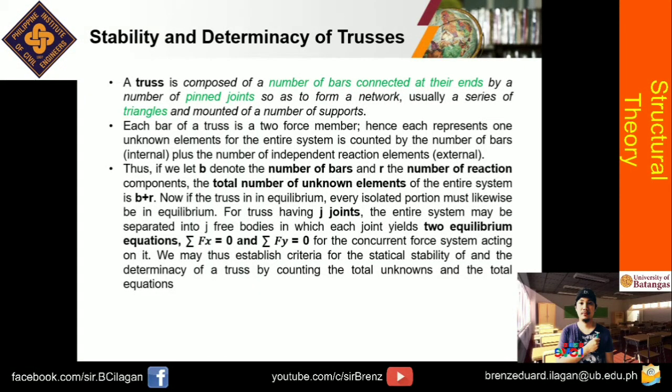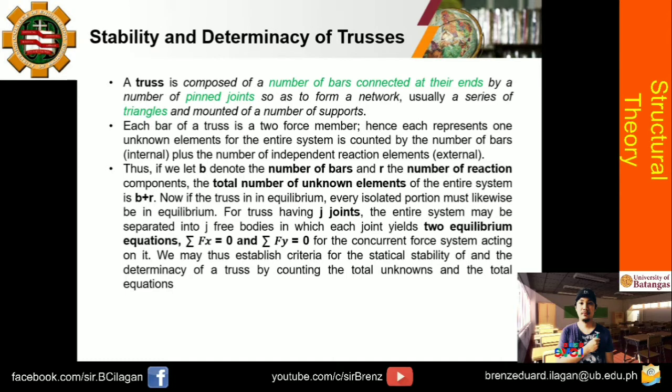Okay, so next category natin is yung stability and determinacy of trusses. So define muna natin what is a truss. So a truss is composed of a number of bars connected at their ends by a number of pin joints, so as to form a network, usually a series of triangles and mounted off a number of supports.